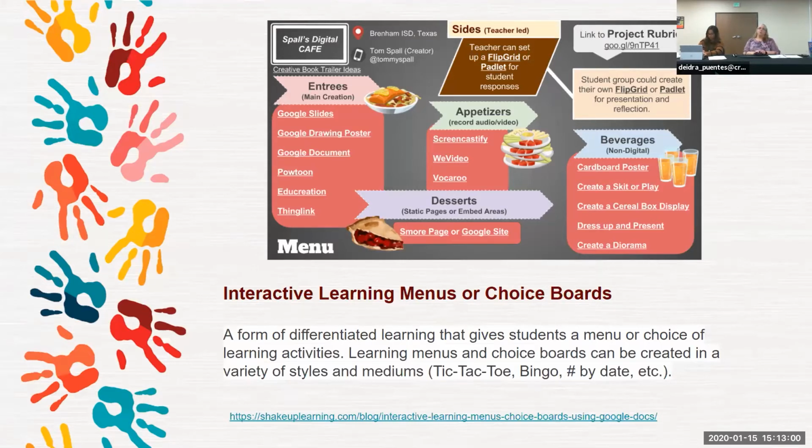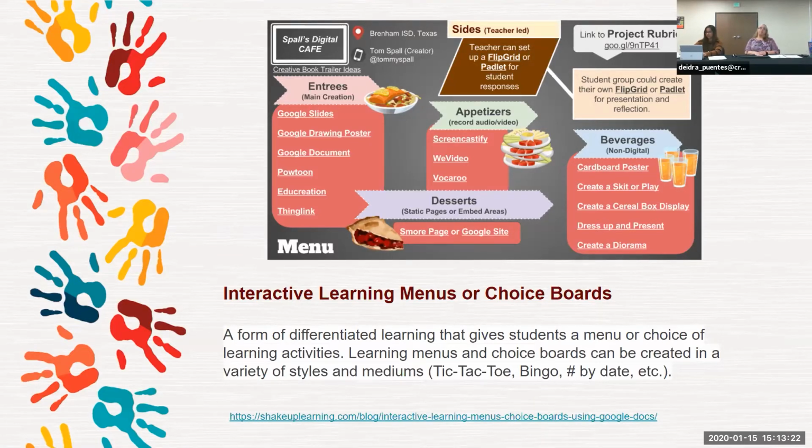These learning menus and choice boards can be created in a variety of styles. And you can see there at the bottom of the screen, it says tic-tac-toe, bingo, or date, number by date, which I kind of like the tic-tac-toe because they get to pick anything from the board as long as they make a straight line or a diagonal. And bingo would be similar to that.